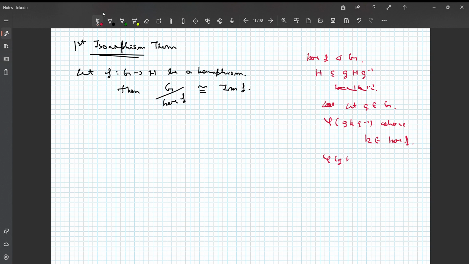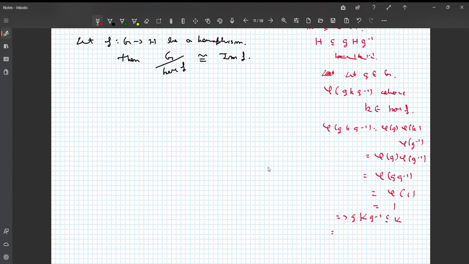Notice that phi of G K G inverse is basically phi of G times phi of K times phi of G inverse. But phi of K is 1 because K is from the kernel, right? So if phi of K is 1, that equals phi of G times phi of G inverse, again using the homomorphism property. So this is phi of G inverse, which equals phi of 1, which equals 1. So that means that G K G inverse is contained in K, where K is obviously the group kernel of phi. That obviously means that kernel of phi is a normal subgroup of G.